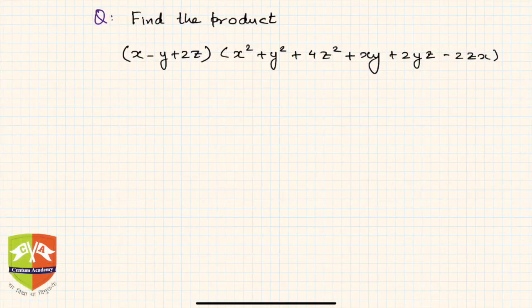In this problem, we are going to take up a question related to a special identity which we learned in the previous session. And the question is, find the product of these two factors: x minus y plus 2z and x square plus y square plus 4z square plus xy plus 2yz minus 2zx.